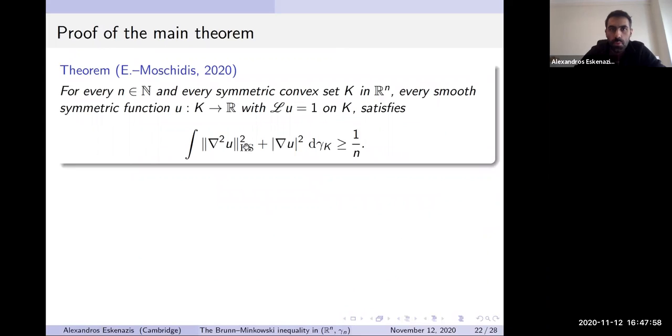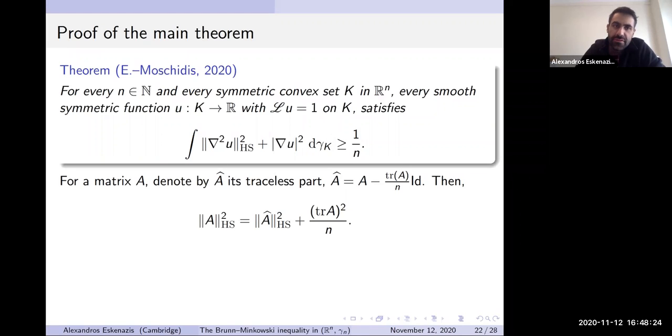So let me remind you, we prove this inequality for symmetric convex sets and symmetric functions. So let me just show you how we do that. Are there any questions so far? No one has spoken for a while, so I hope you can still see me here. So we want to prove this inequality for symmetric convex sets and symmetric functions.